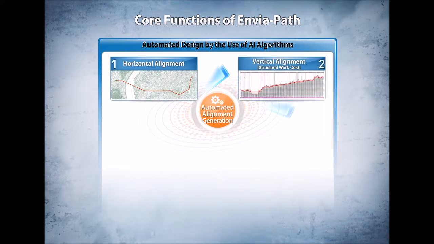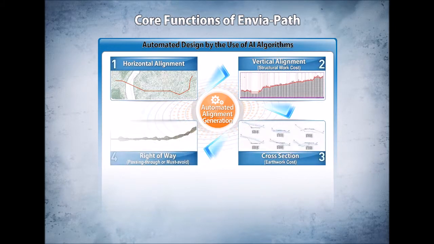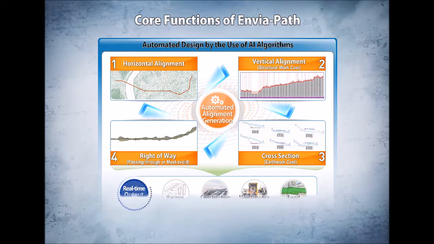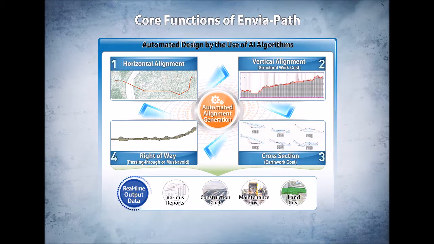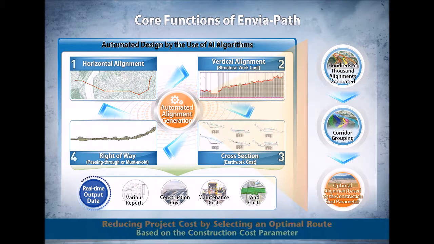Envia Path is an automated design program using artificial intelligence algorithms. Horizontal alignment, vertical alignment, cross-section, and right-of-way are generated automatically, and various reports are produced. It is possible to reduce the project cost by selecting an optimal route based on construction cost parameters among hundreds of thousands of alignments.